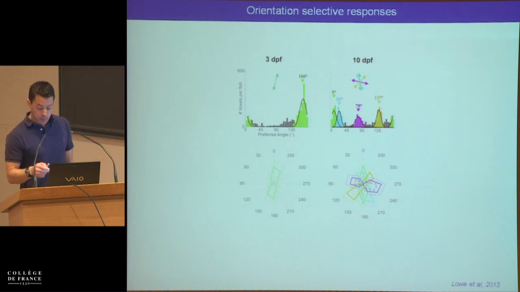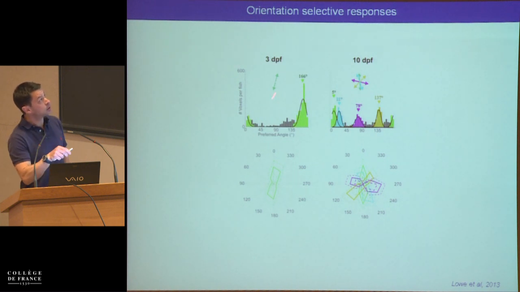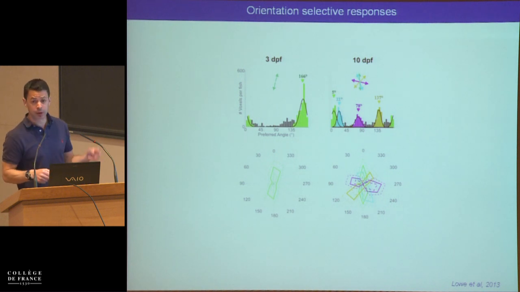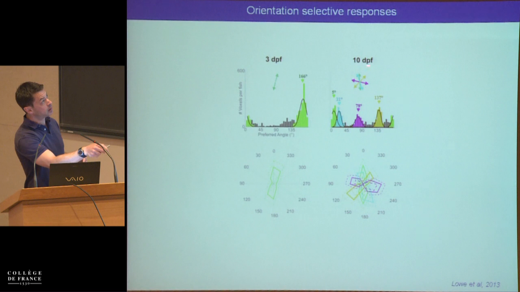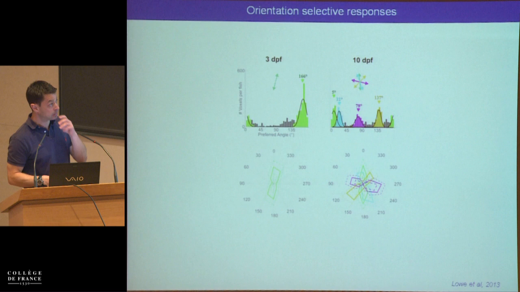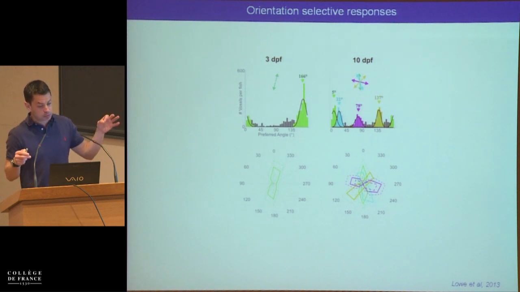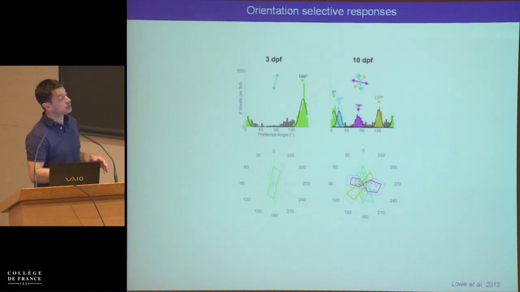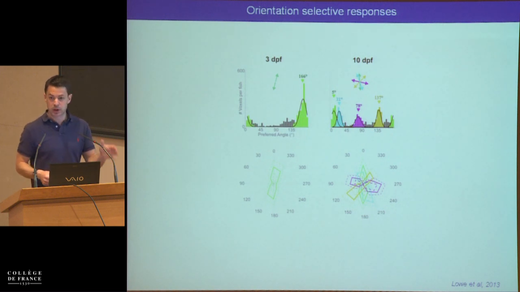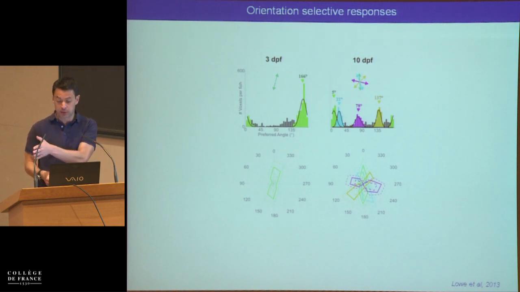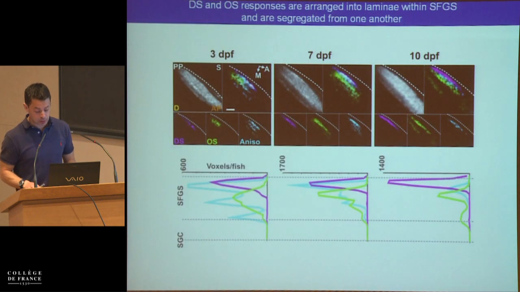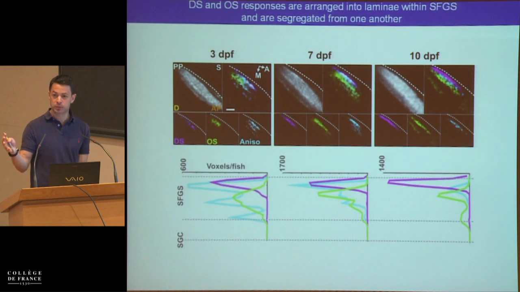So the second subtype we looked for were the orientation selective responses. And at 3 days, there was only one subtype. And these responded to vertical axis motion. But at 10 days, there were 3, possibly 4 subtypes. 3 clustered around the vertical axis and 1 that corresponds to horizontal axis motion. So for the most part, these orientation selective responses emerge later in development than the direction selective ones do. Okay, so we've identified these two broad subtypes, direction and orientation selective responses.